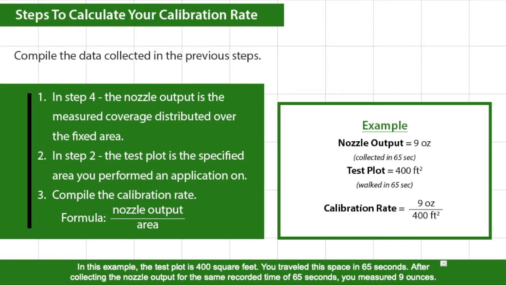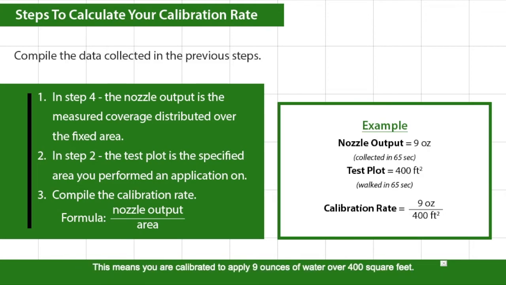In this example, the test plot is 400 square feet. You traveled this space in 65 seconds. After collecting the nozzle output for the same recorded time of 65 seconds, you measured 9 ounces. This means you are calibrated to apply 9 ounces of water over 400 square feet.